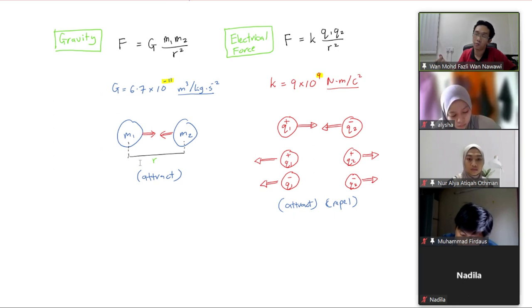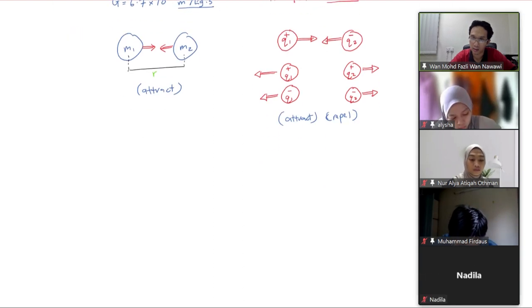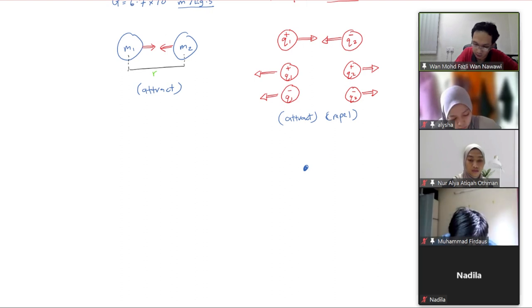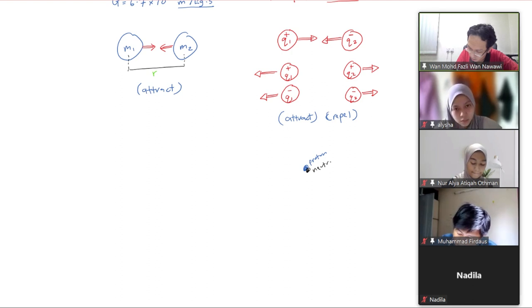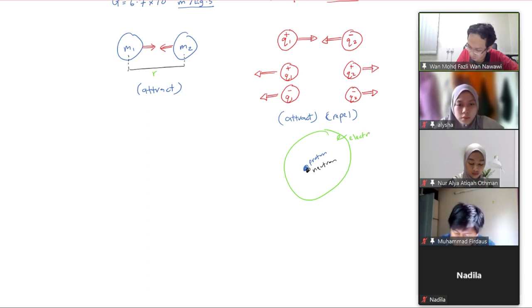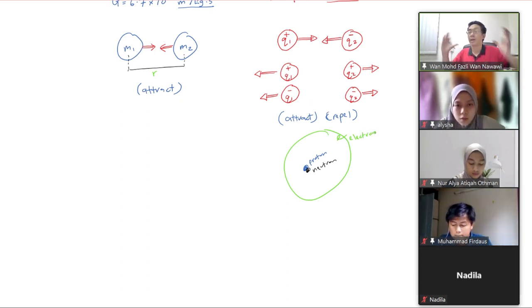In the atom, you have the electron and proton. Okay, you know the electron and proton, right? Let me draw a little bit here. In the atom, they are in the middle, the nucleus, right? Inside that you have the proton, you also have the neutron, and the thing that revolves around it is the electron. So this is basically what makes up the atom.